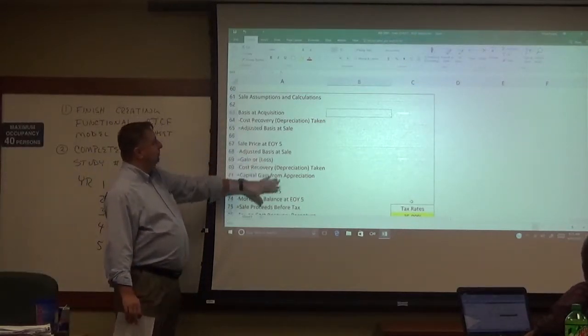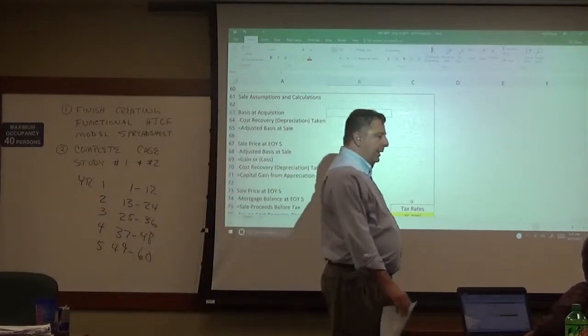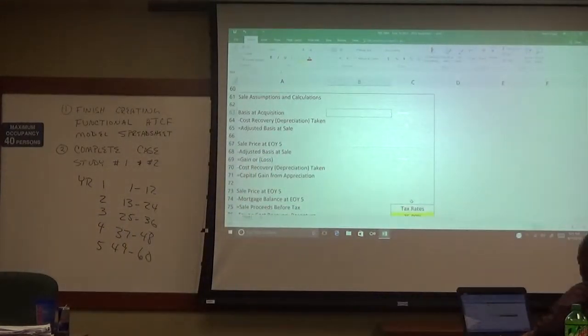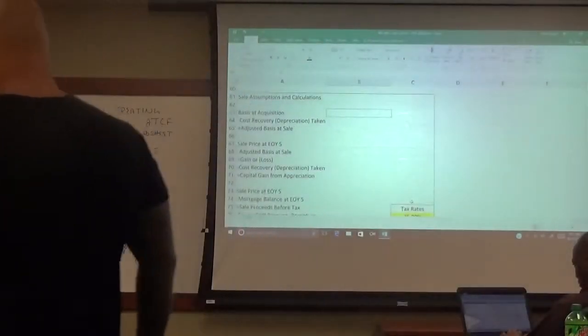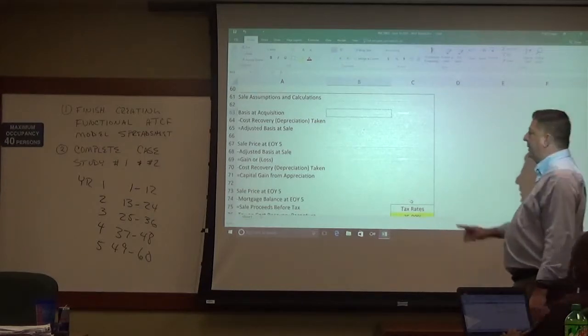Okay, so this bottom box, if you will, is basically the calculations that we have to do to take into account the income tax liability that we're going to have on the sale of the asset. Does that make sense? Okay, so the whole reason for this little, once again, kind of subroutine is just to calculate what our tax liability is on the sale.